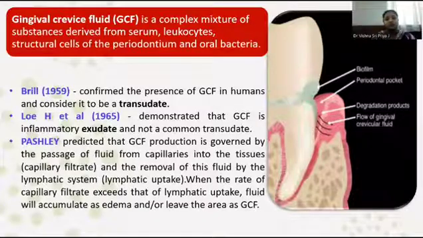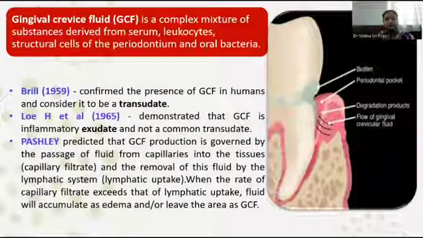Gingival crevicular fluid is a complex mixture of substances derived from serum, leukocytes, structural cells of the periodontium, and the oral bacteria. Initially in 1959, they thought that GCF is a transudate, but later Loe et al. in 1965 demonstrated that GCF could be an exudate or inflammatory exudate.